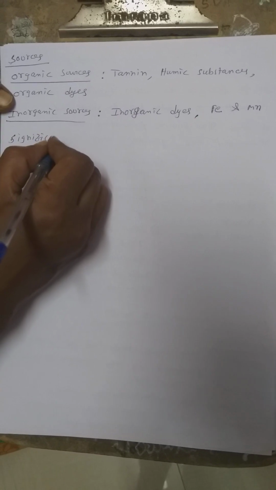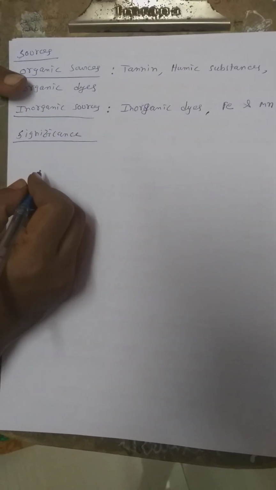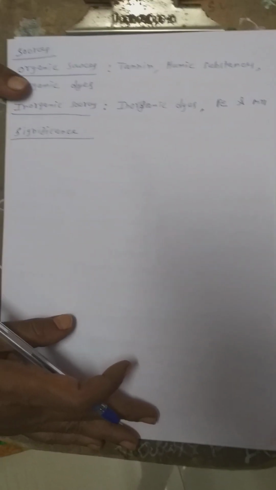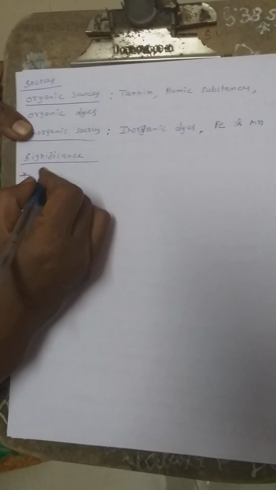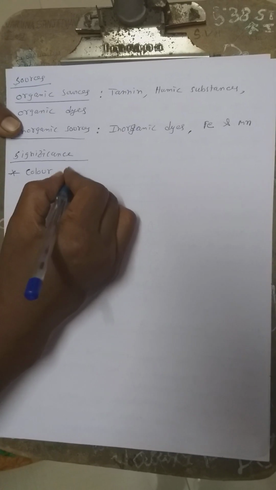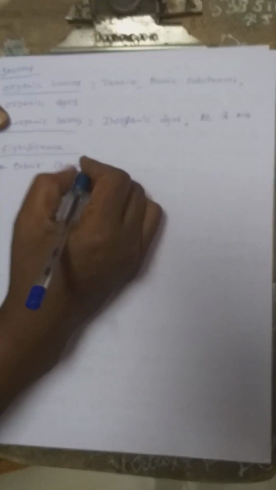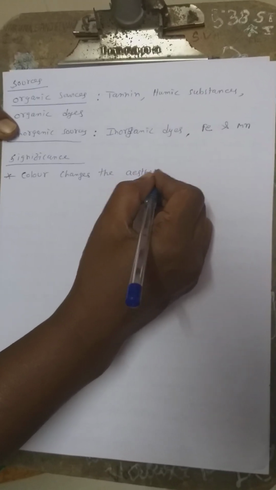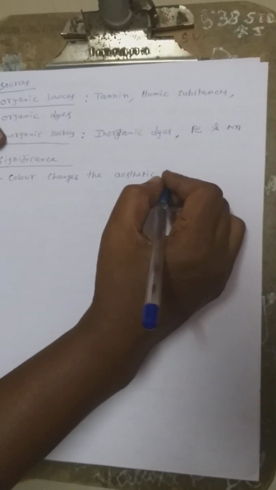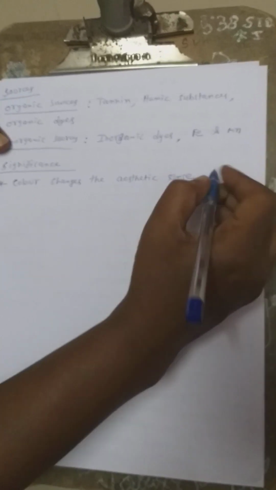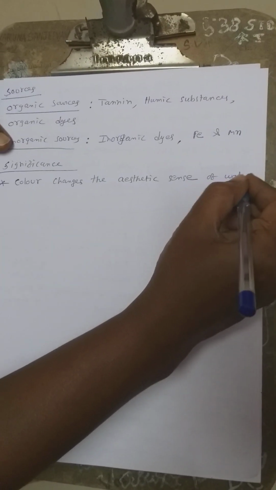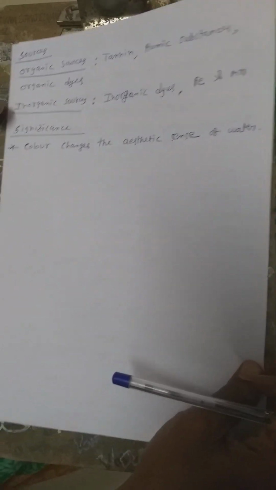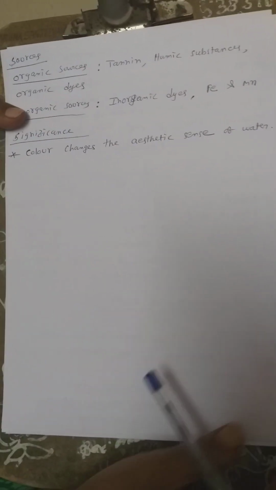Significance of measuring color. Why color of water has to be measured? Color changes the aesthetic sense of water. So, since the appearance is changed, the water is not seen good for consumption.